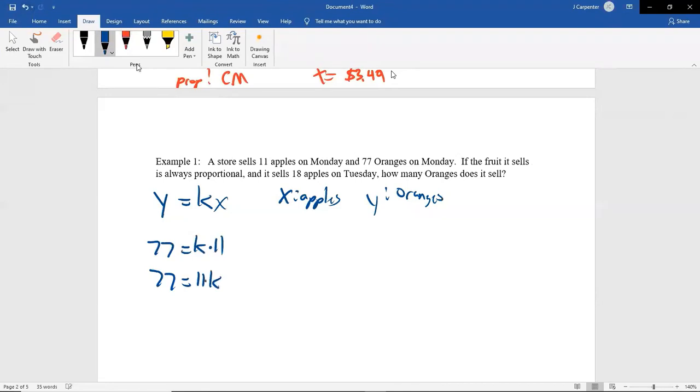A lot of people really like to write the 11 before the k. I know I do. I don't always show that, but it is better written this way. 77 equals k times 11, same as saying 77 equals 11 times k. So then we're going to have to divide both sides by 11, because that's 11 times something. To undo it, we divide. So let me just go over here. 77 divided by 11 is 7. So 7 is equal to k.